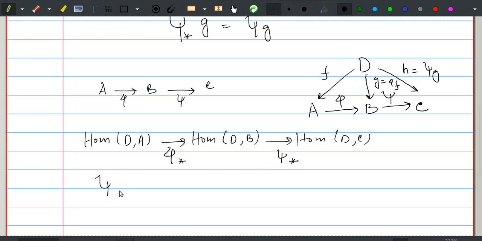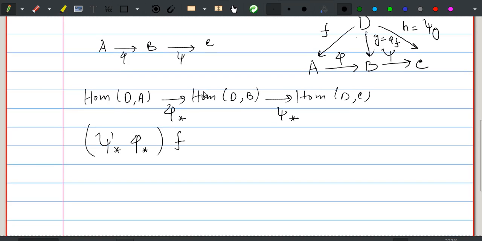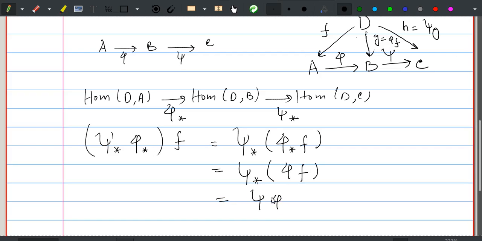Now if we look at this composite map, psi star phi star, and act it on F: phi star of F is phi F. So this is the same as psi star of phi star of F, which is psi star of phi F, which is psi phi F, which is the same as psi phi star of F.